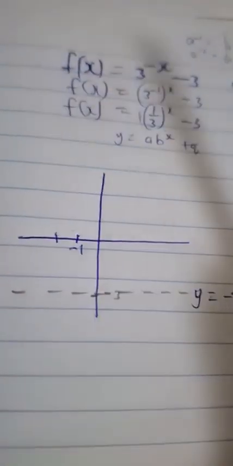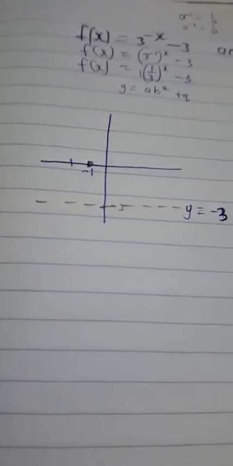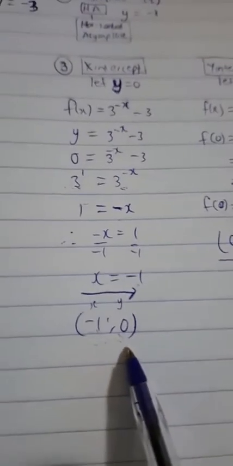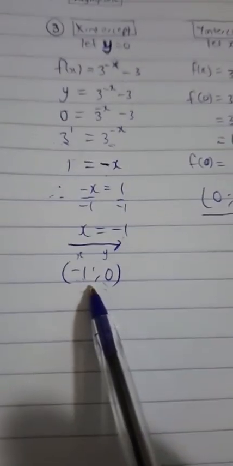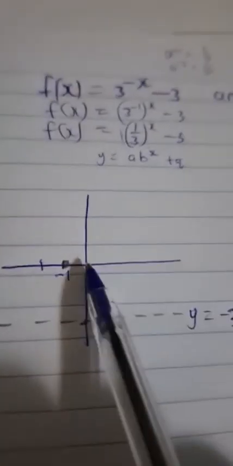Okay, let's go. This is negative 1 this side. Okay. So let's mark negative 1 and 0. It's on the x-axis, negative 1. All right. So that point negative 1 and 0 has been marked, okay, where x is negative 1.